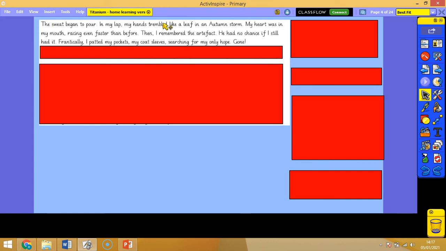So these two sentences here are showing us that the person who is talking is scared. He's got sweat pouring. His hands are trembling like a leaf, and his heart was in his mouth, racing even faster than before. All three things that would happen when somebody's scared, and that's showing them. It's not just saying, I was scared, like telling them.